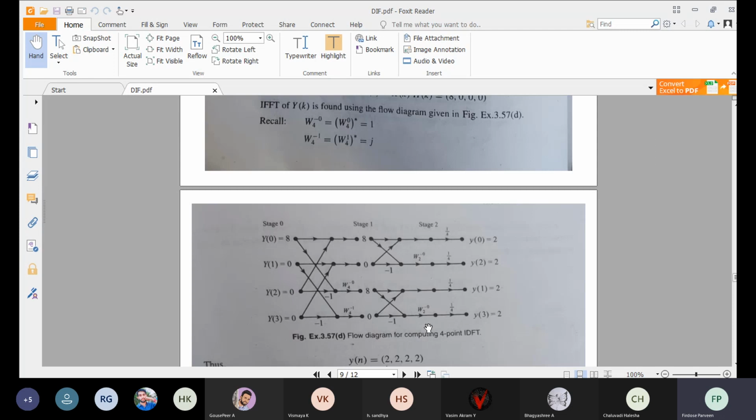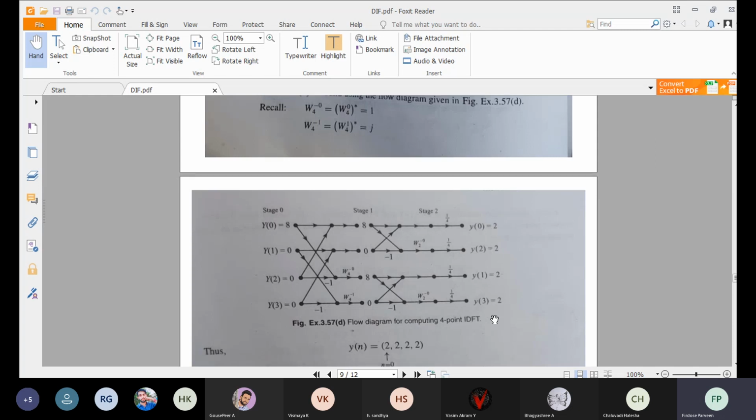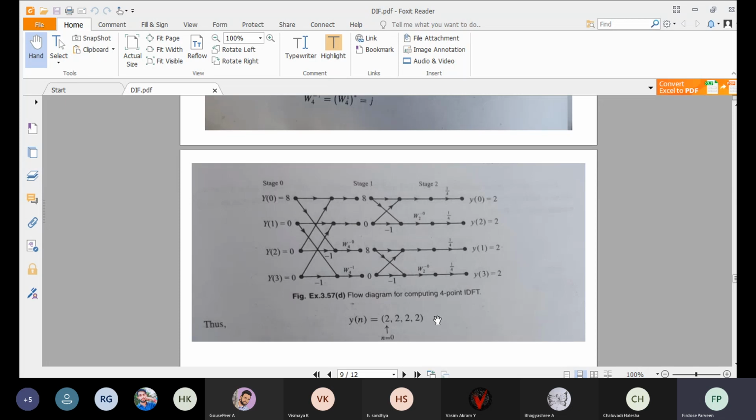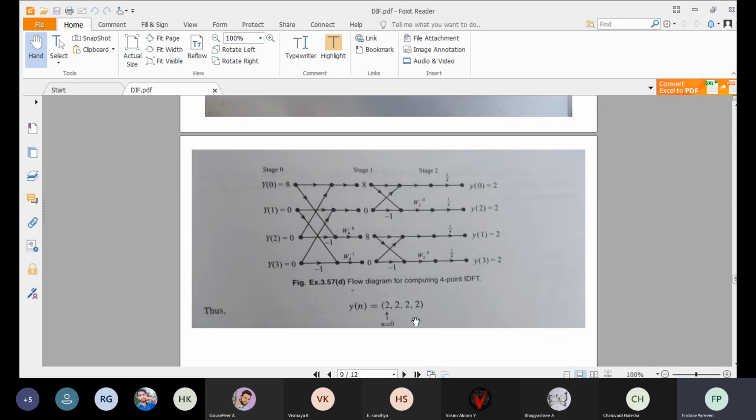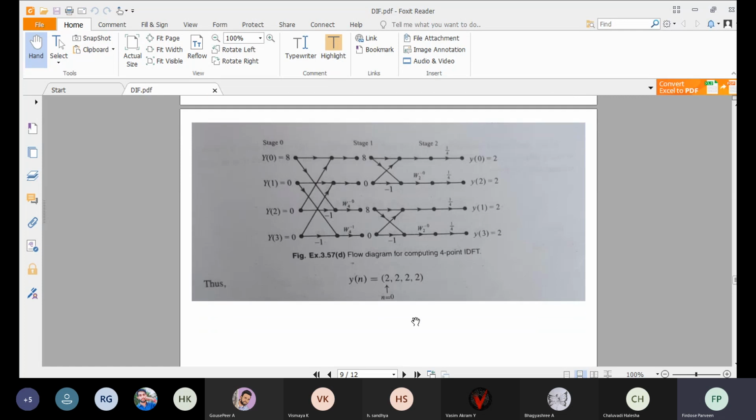But this is IDFT. So what you have to do? You have to divide it by 4. That is 1 by n. N is what? 4. So 8 by 4, 8 by 4, 8 by 4 and 8 by 4. What is the result you will be getting? It is 2, 2, 2 and 2. So what is your y of n? It is 2, 2, 2 and 2. That is circular convolution of x of n and h of n.